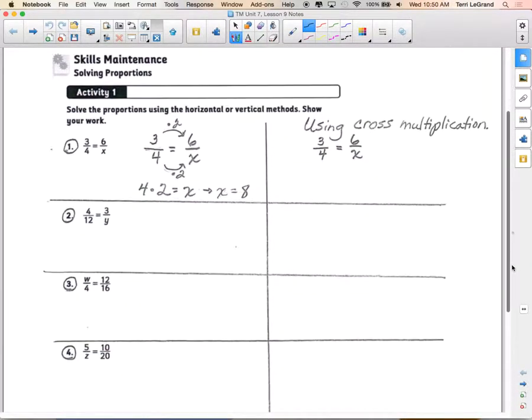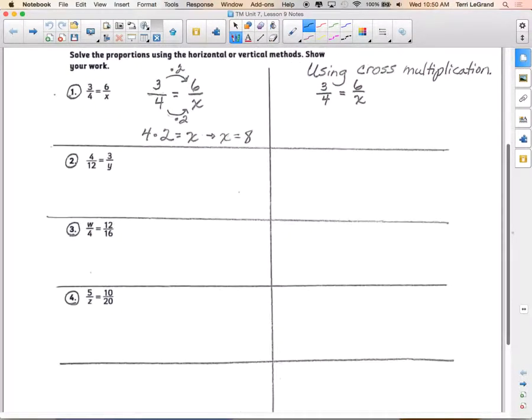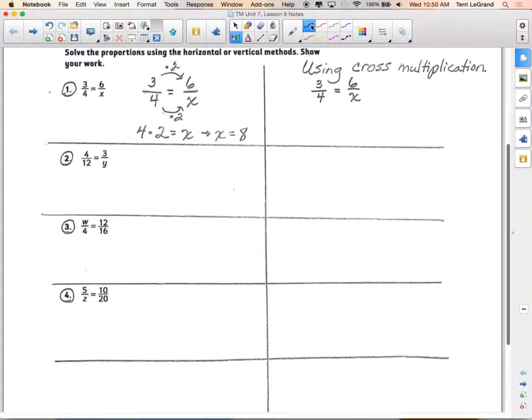Okay, so since you've already done it using the other strategy, we're going to learn this strategy. When we use cross multiplication, basically what we're going to do is look at where the variable is. And it's in the bottom over here. So the first multiplication we're going to do is, whoopsie, I need to get that pen. We're going to multiply 3 times x. So would you just draw that off to the side?